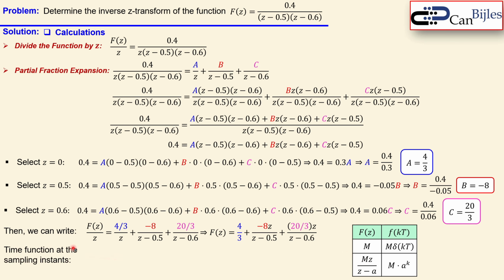The time function at the sampling instance can then be written like so. You see here 4 over 3 with this direct delta function from the first entry, and the minus 8 because that's just the m here, and then times 0.5 to the power k, which is in this case a. And for the second one, the final form is 20 over 3, which is our m, and then times 0.6 to the power k. And this is valid for k equal to 0, 1, 2, 3, and for lower values of 0 it is 0.